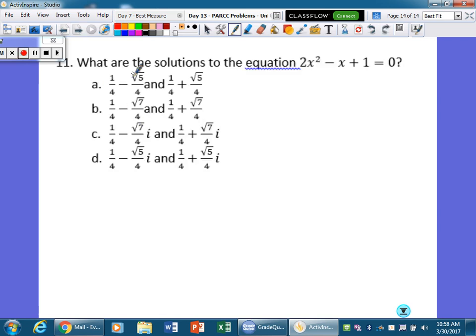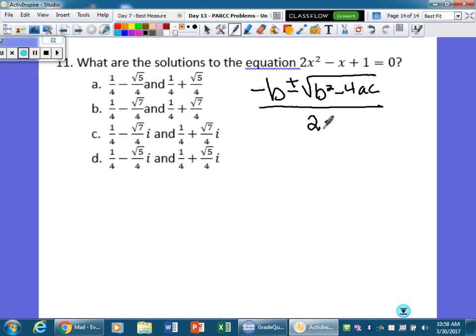Alright, last one. What are the solutions to the equation 2x squared minus x plus 1 equals 0? Great. Solutions. If I look at this, this is actually unfactorable. So there's a couple different options here. We could graph it, or we could use the quadratic formula. So I'm going to give you the quadratic formula, remind you of that, and they give you this formula as well. Negative b plus or minus the square root of b squared minus 4ac all over 2a.